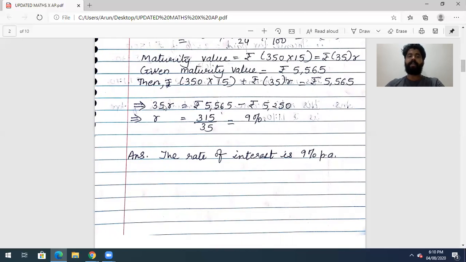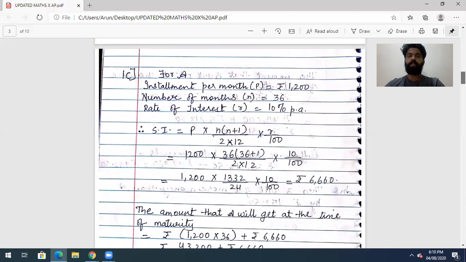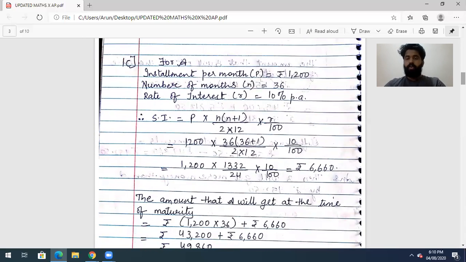35 is multiplying on the left hand side, so on the right hand side it will divide. We'll get 315 upon 35, that is equal to 9%. So the rate of interest is 9% per annum. I hope you all have understood this question as well. Going on to the next question. Question 1C is a little important, so watch carefully.